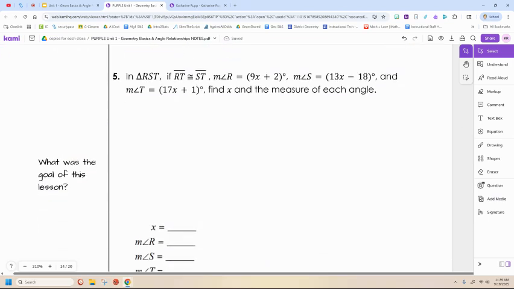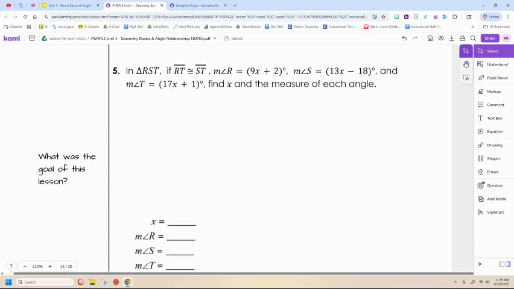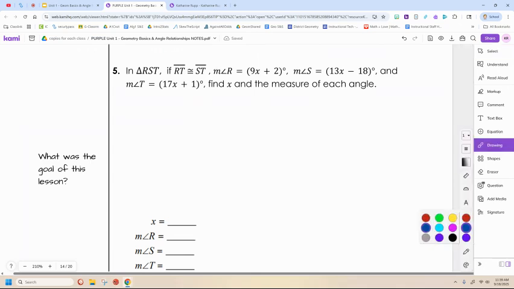In triangle RST. Wait, there's no picture? You have to draw it. I have to draw the picture. How'd you know it was an isosceles sneak attack? Because RT and ST are congruent. Very good. Okay, so 2 things. I need to draw a triangle, and then because I keep reading, I know that it's going to be an isosceles triangle. This is usually how I rock and roll.